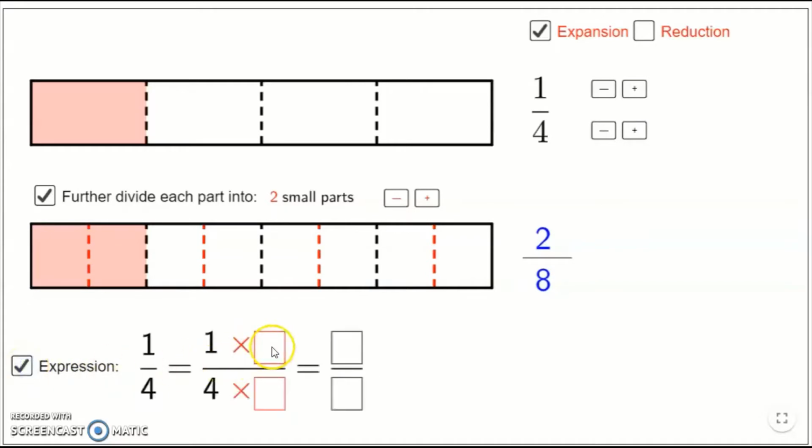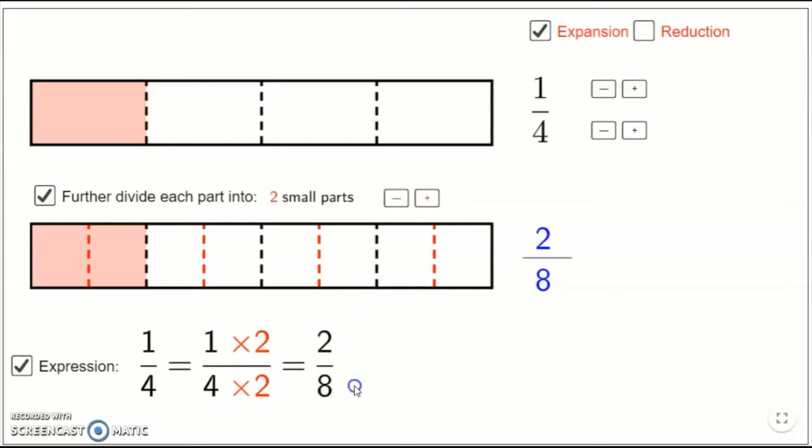What I'm going to do is multiply both the top and the bottom by 2. Now when I do this, 2 divided by 2 is 1. So when I multiply by 2 over 2, I'm really multiplying by a big 1. I'm not going to change the value or the size of this number, but I will change how it looks. It looks like 2 8ths, but 2 8ths is the same as 1/4.